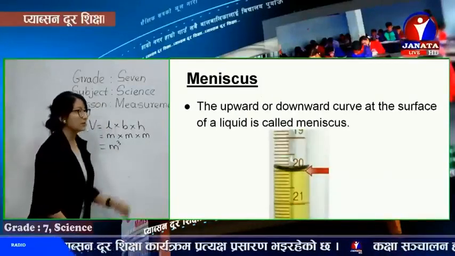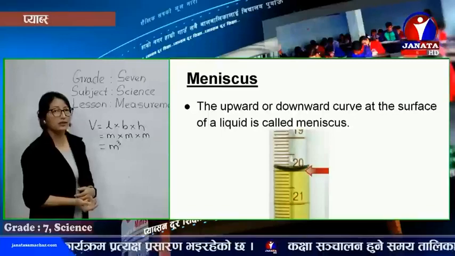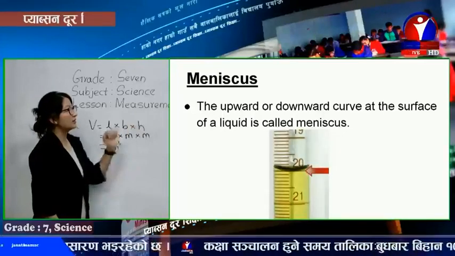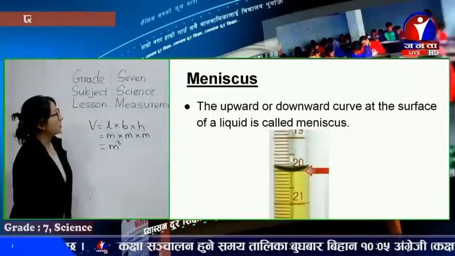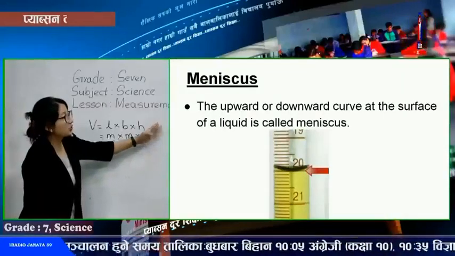Then the next topic is here. Now we're going to measure the volume of liquid as well. So let's keep this simple topic in mind. It's been written here: meniscus. You can just check over there.